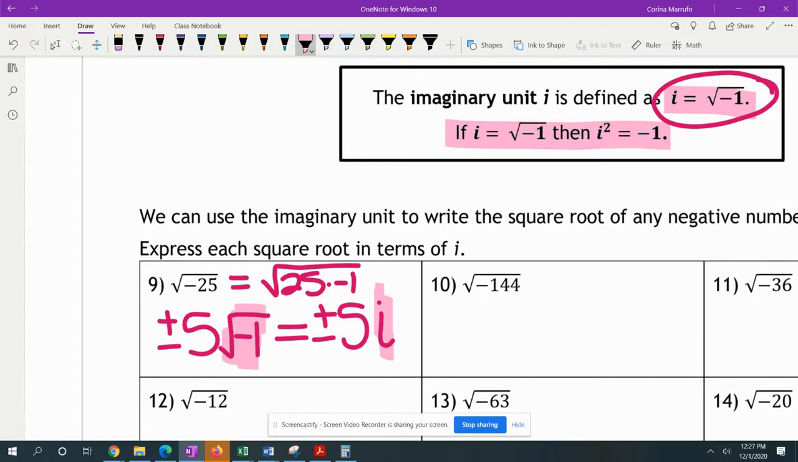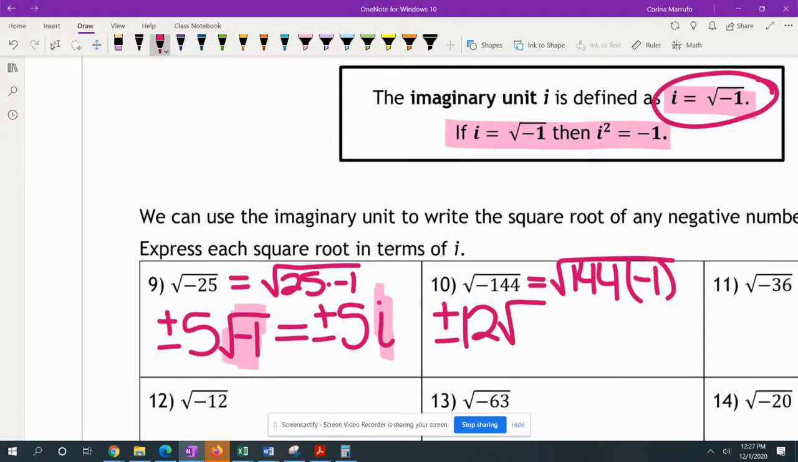Okay, so let's go ahead and look at the next one. Now, 144, we know the square root of 144 is 12. So I'm going to rewrite this as 144 times -1. Now we can take the square root of 144. That gives us plus or minus 12. The -1 stays trapped inside the square root, and then we go ahead and substitute it with i. So it'll be plus or minus 12i. That would be our answer.